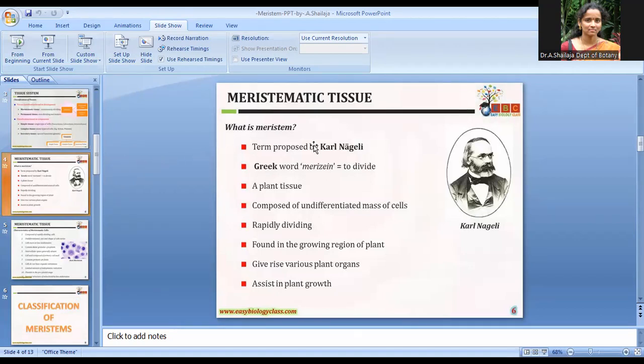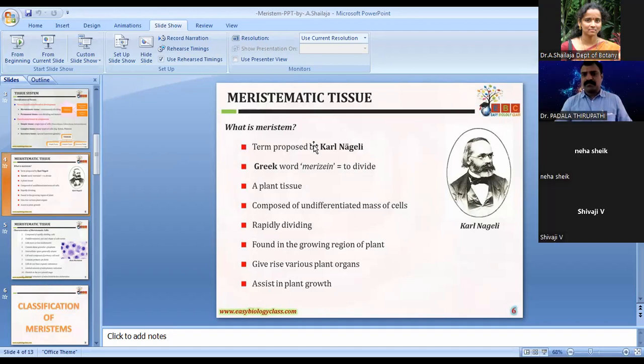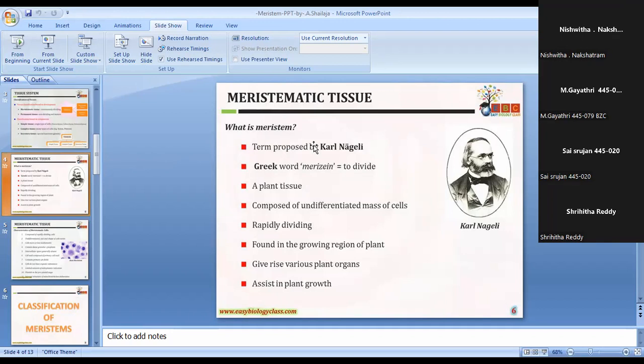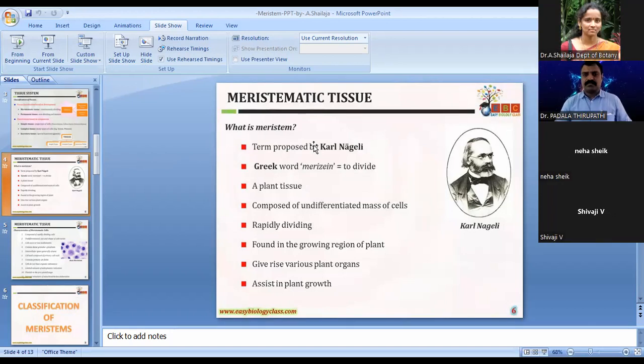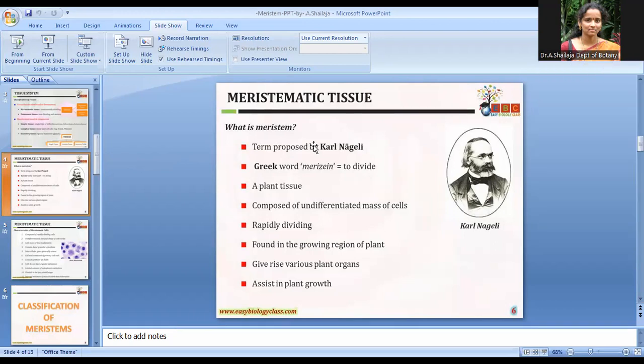See here, in the introduction I mentioned that Carl Nageli coined terms like xylem and phloem. The term meristem was also given by Carl Nageli, and it is a Greek word. Meristem comes from the Greek word merizein, which means to divide. That is the meristem.